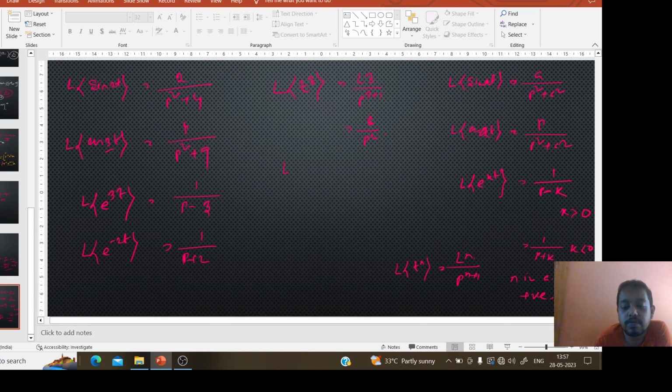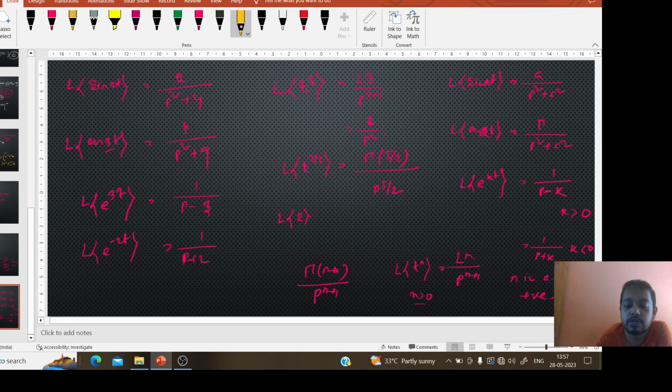And if we now find L of t to the power 3 by 2, we know that when n is greater than 0, it will be gamma n plus 1 by p to the power n plus 1. That is gamma 5 by 2 by p to the power 5 by 2. And L of any constant, suppose we consider L of 2, that is 2 by p. L of 3 is 3 by p. That is, the Laplace transform of any constant, L of a, is defined by a by p.